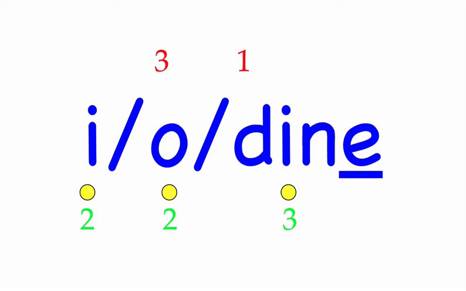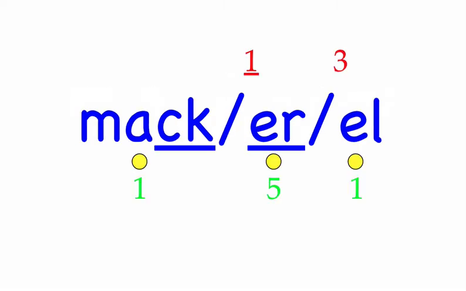Mackerel. The fisherman caught mackerel. Mack, three sounds. M, a, k. Er, one sound. L, two sounds. Mackerel. Mark the word. CK must stay with the short vowel, so we have an exception to syllable rule 1.